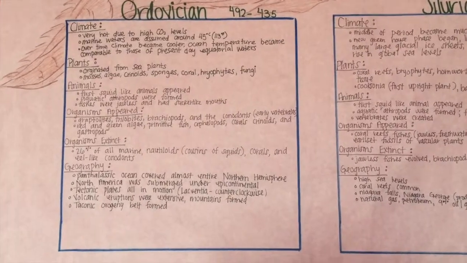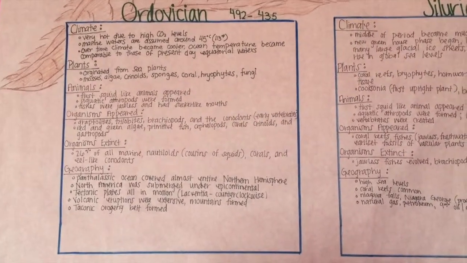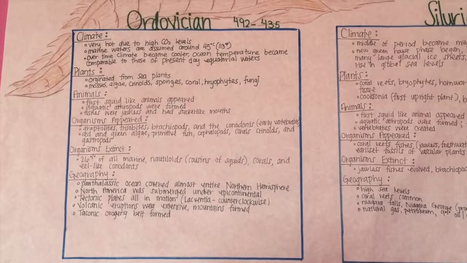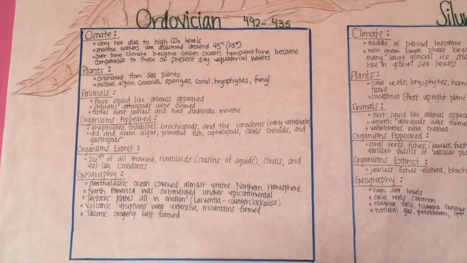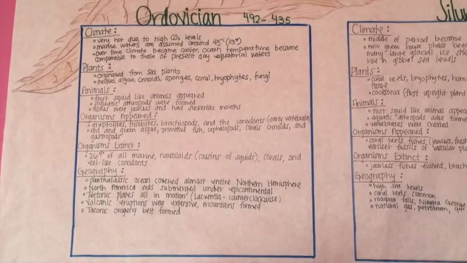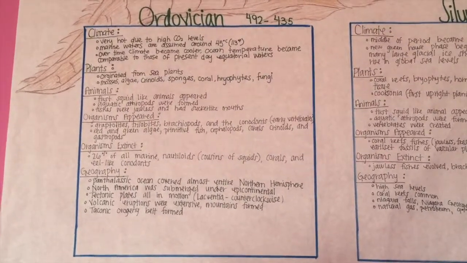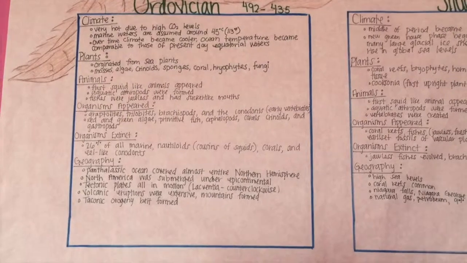Geography. The Paleozoic ocean covered almost the entire northern hemisphere. North America was submerged under epicontinental seas. Tectonic plates were all in motion, volcanic eruptions were extensive, mountains formed, and the tectonic orogeny belt formed.